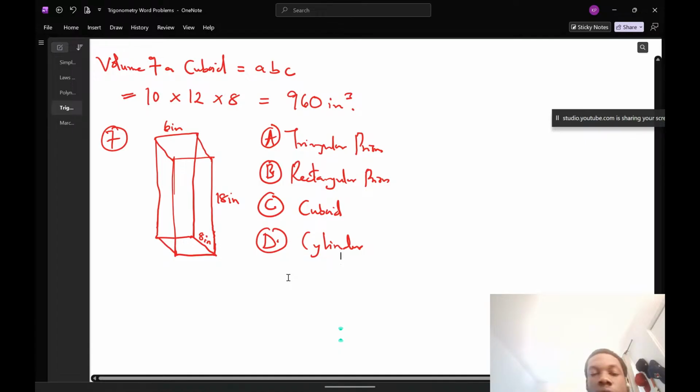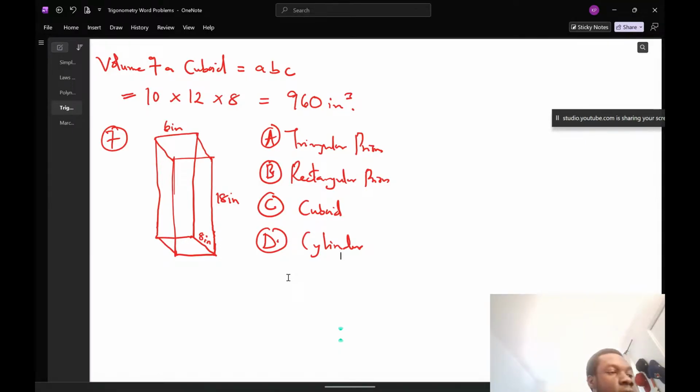So the answer in this case is a rectangular prism. This could be mistaken for a triangular prism, but a triangular prism is in this shape. So this is more like a triangular prism. This is a rectangular prism that is stood upright, in a vertical fashion. If you draw this in a horizontal fashion, you will see that it will be like this.